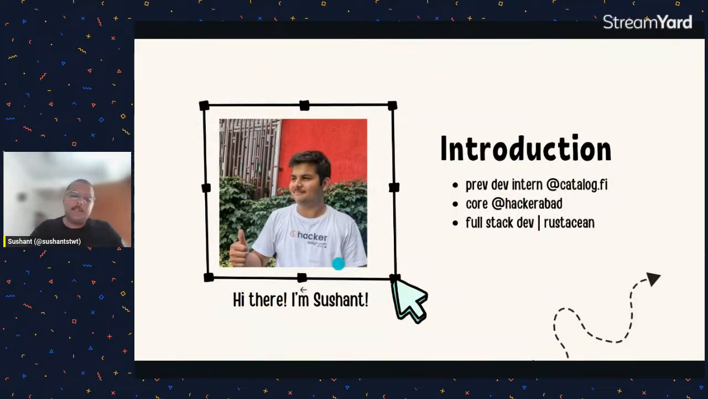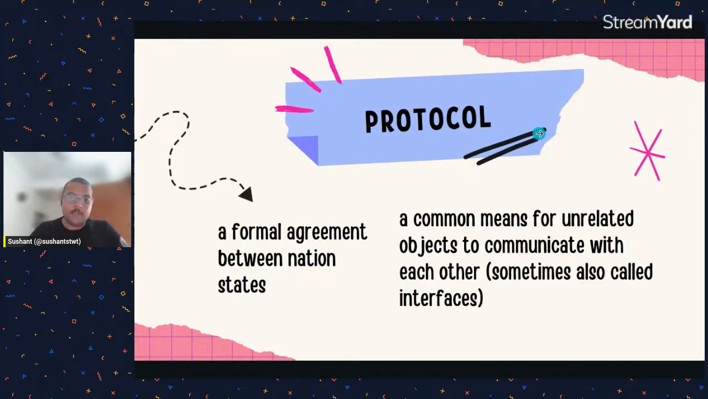So, who am I? Hello, my name is Sushant Mishra. Okay, did something happen? Just ignore that. This image might not look like me because right now I am bald, but I used to have hair a week or so ago. I was a developer intern at Catalog 5 before I left that place, and I'm currently a core member of Hyderabad. Most of the time, I'm building full stack applications or writing some Rust here and there. That's a brief introduction about me.